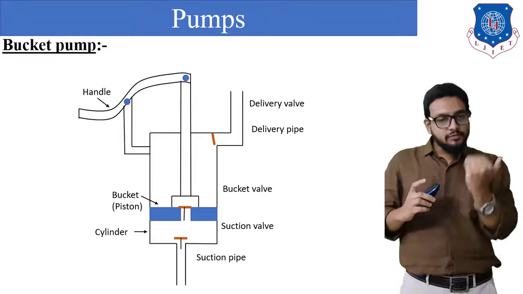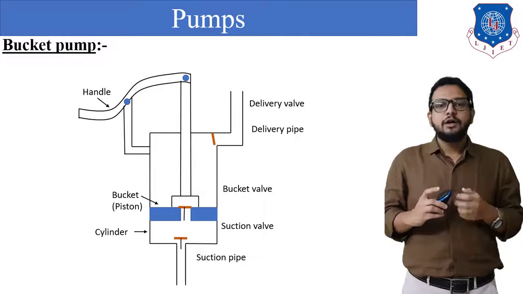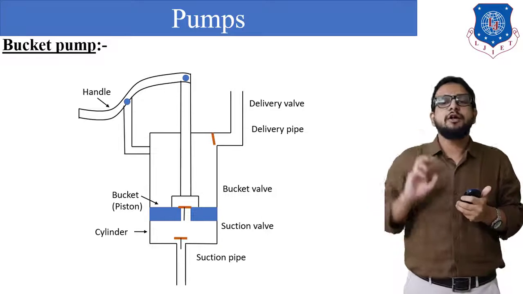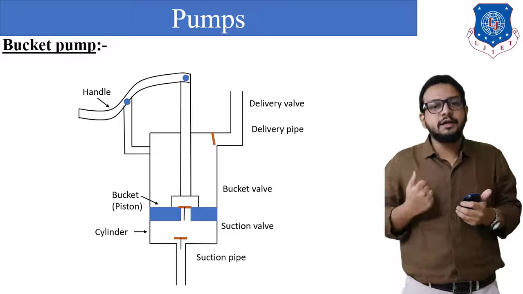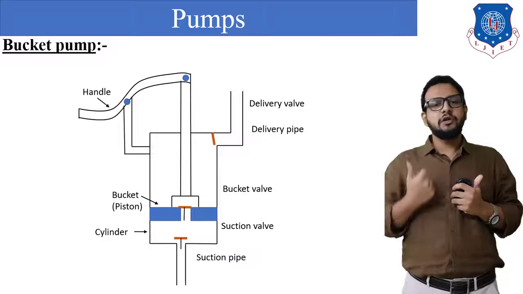Okay, now on the bottom side of the cylinder there is a valve that is called a suction valve, and on the top right side you can see there is a pipe that is called a delivery pipe, to which the connected valve is a delivery valve. So the construction is very simple. Let us understand how it is going to operate.